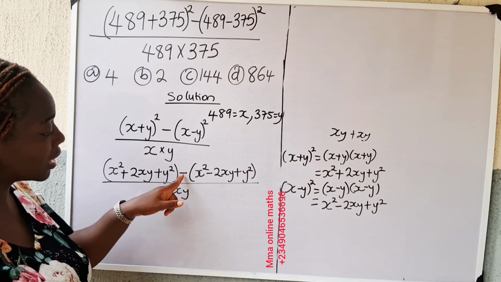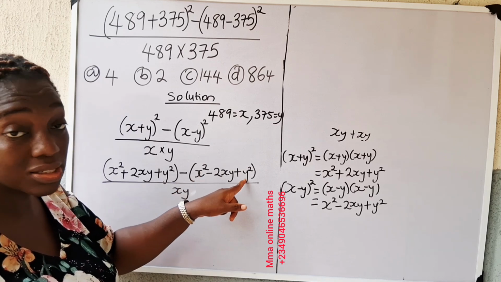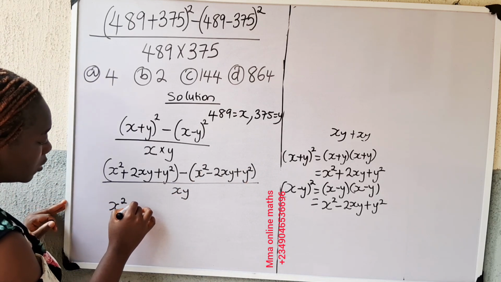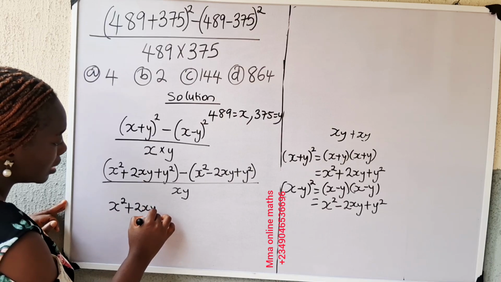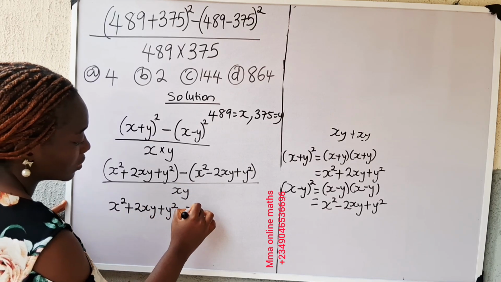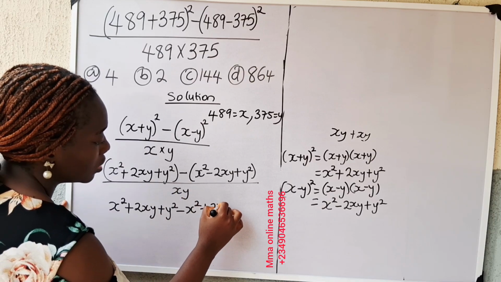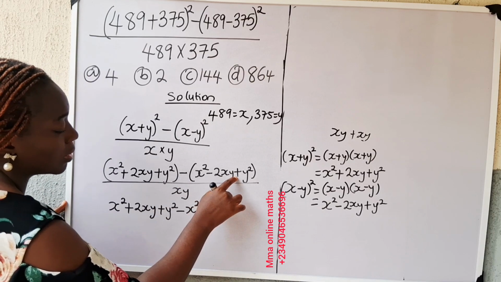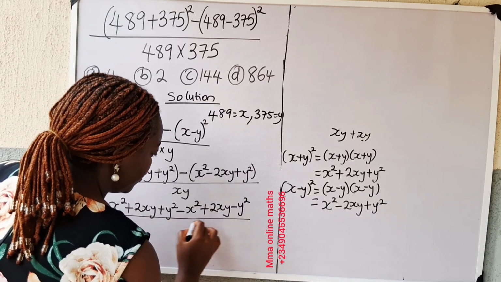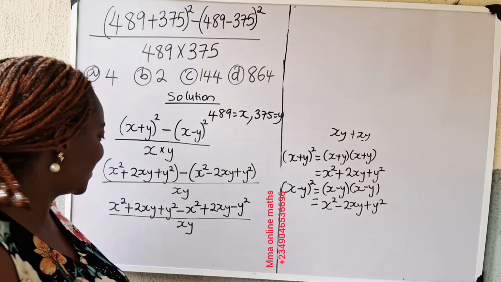In opening the brackets, we have a minus sign here. So this minus sign is going to affect each of what we have here. So we have X squared plus 2XY plus Y squared. This becomes minus X squared, minus times minus, plus 2XY, minus times plus, minus Y squared, divided by XY. Now, it's getting easier.